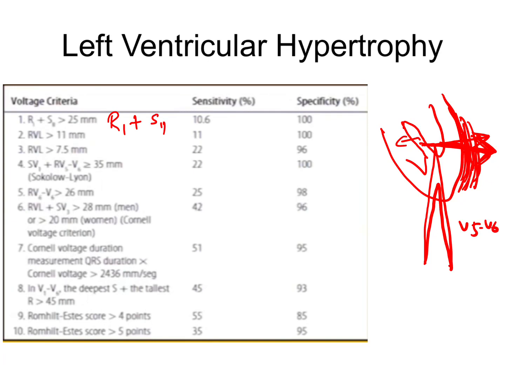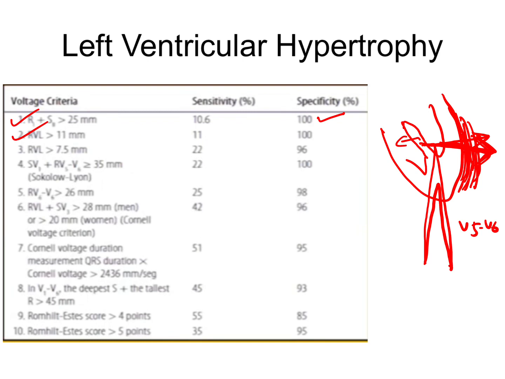The important criteria for left ventricular hypertrophy is the R wave in lead 1 plus S wave in lead 3. If it is more than 25, it is suggestive of left ventricular hypertrophy. It has a specificity of 100%, but we don't use it commonly. Similarly, R wave in aVL lead. This is the aVL lead, R wave in lead aVL. If it is more than 11, then it is also suggestive of left ventricular hypertrophy.